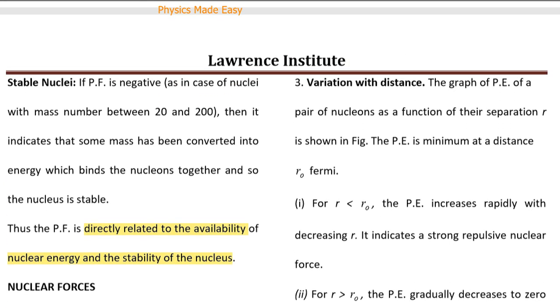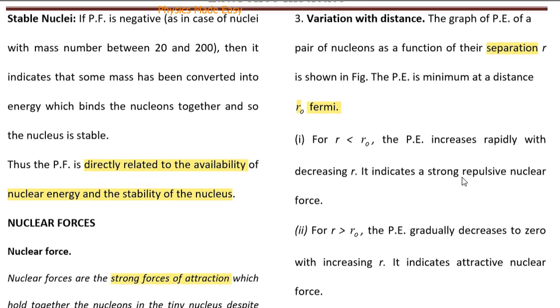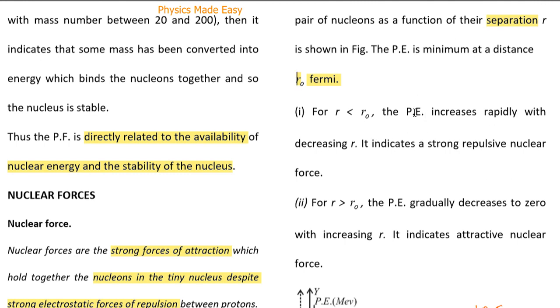Variation of the graph I have explained. The graph of potential energy of a pair of nucleons as a function of separation r is shown. Potential energy is minimum at a distance of r naught. If r is less than r naught, potential energy increases rapidly with decreasing r. If it is greater, then it gradually decreases to 0 with increasing value of r.